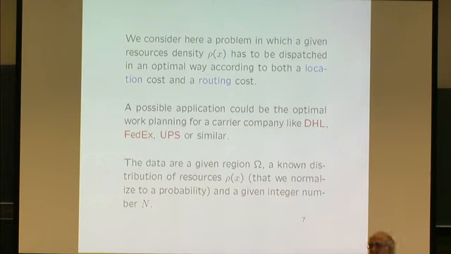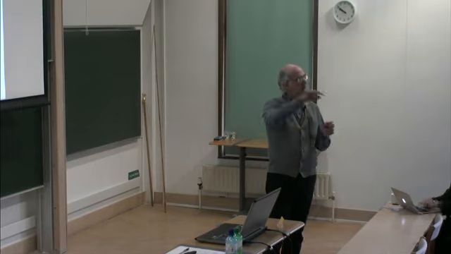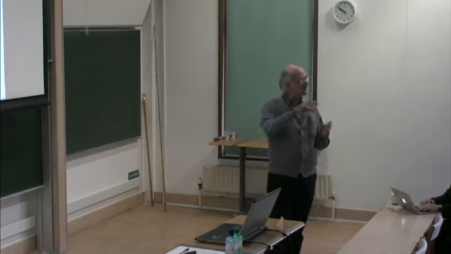And the problem is they have to do two things. First, they have to concentrate the resources in some points. And so this is a transportation problem at a small scale. And then they have to connect all these points. The points are the airports. They have to connect all these points by airplanes. So this is two-level optimization.